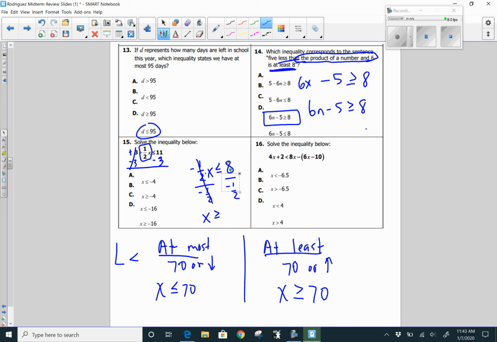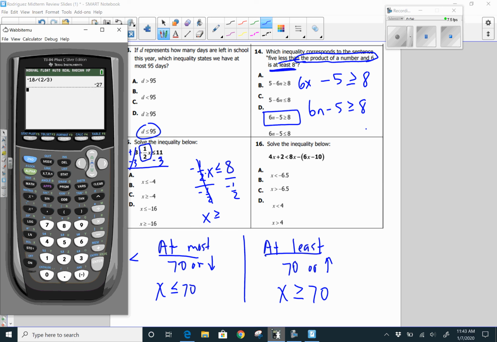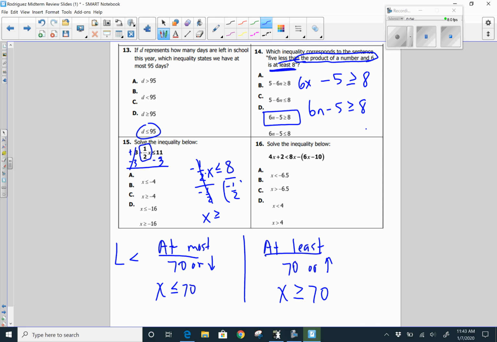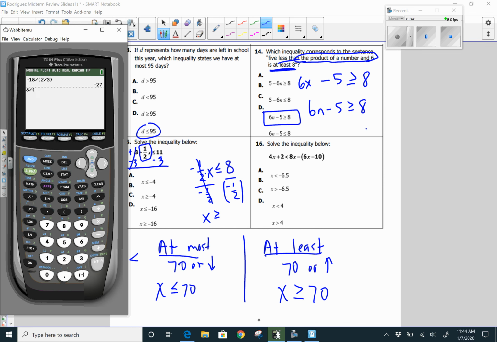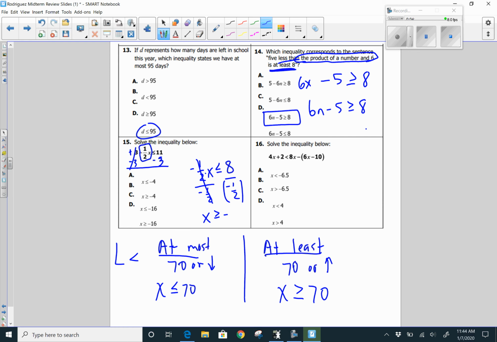Now we can take this whole thing and plug it into the calculator. So 8 divided by negative 1/2. Don't forget we have to put that in parentheses. 8 divided by negative 1/2, close that, and hit enter, and you're going to get negative 16. So x is greater than or equal to negative 16. Remember, the only time you switch the inequality is when you are multiplying or dividing by a negative. This should set off a red flag.